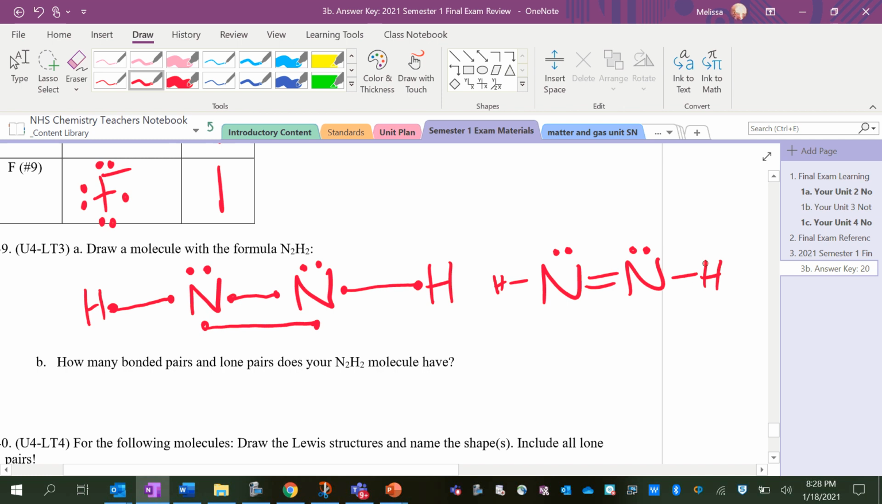How many bonded pairs and lone pairs does your molecule have? So bonded pairs, it's got 1, 2, 3, 4 bonded pairs. And lone pairs, I'll highlight in green, just 2.